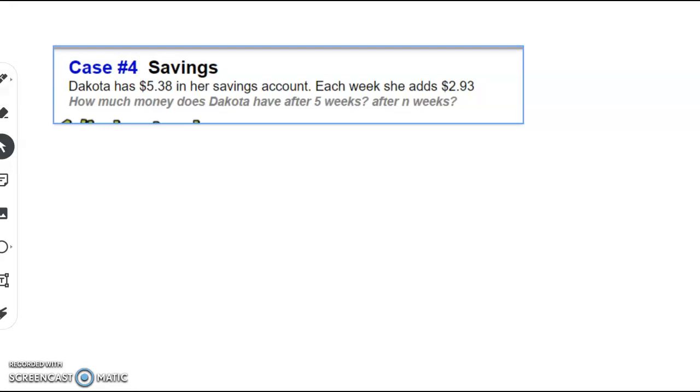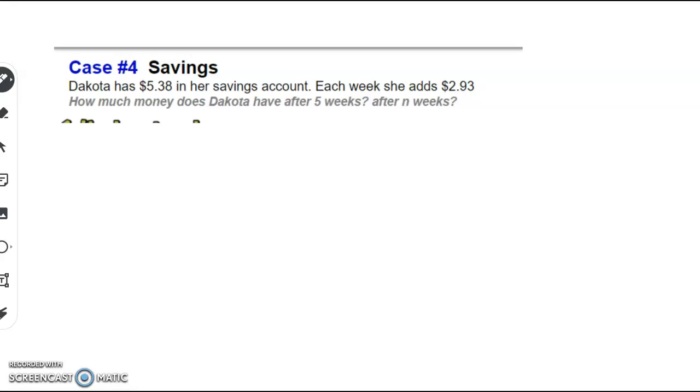So Dakota has $5.38 in her savings account, and each week she adds $2.93. How much money would Dakota have after 5 weeks and then after N weeks? So by the fact that they want us to find it after N weeks, that tells us that they want us to write an expression to solve this.